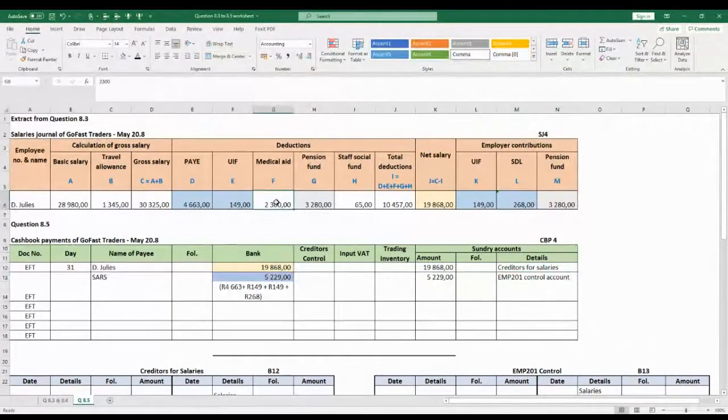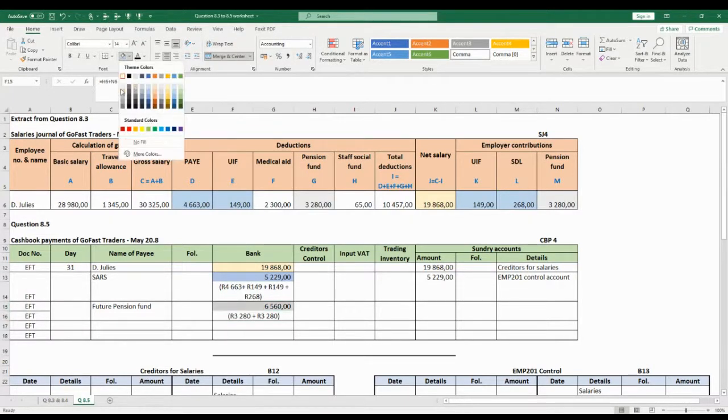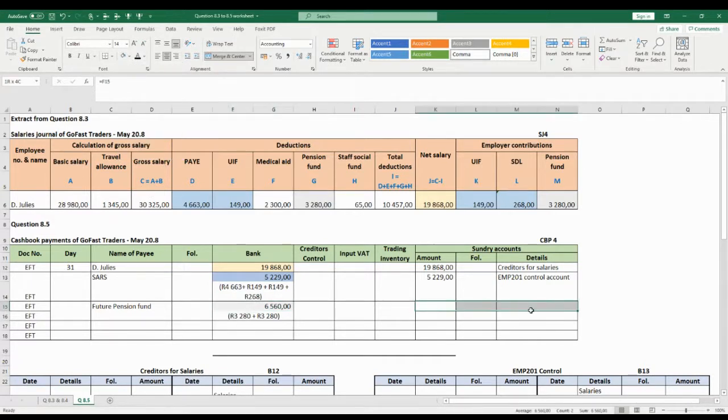But now we also know we still need to pay medical aid, pension fund, and social fund. The next one we do, you can do the medical aid or the pension fund. Now I've done the pension fund first. So we take the 3,280, which was deducted from the employee's salary, and we add the amount that the employer contributes, which gives us 6,560 rand, and we take that to the futures pension fund account. So that's the general ledger account that we've allocated that to.